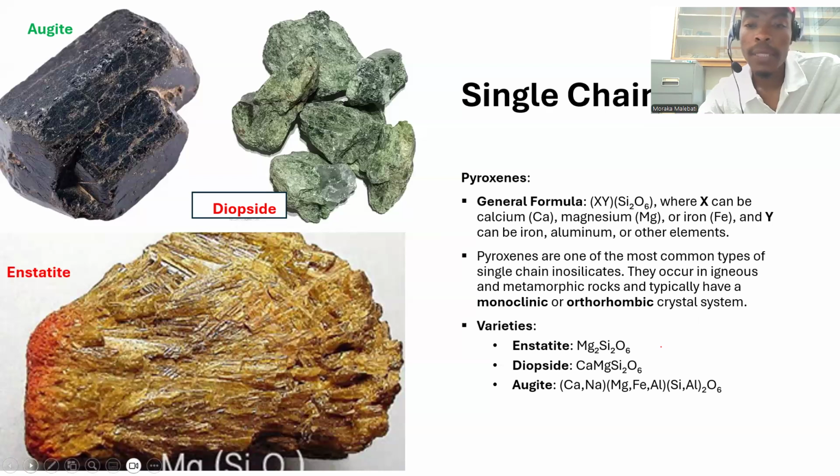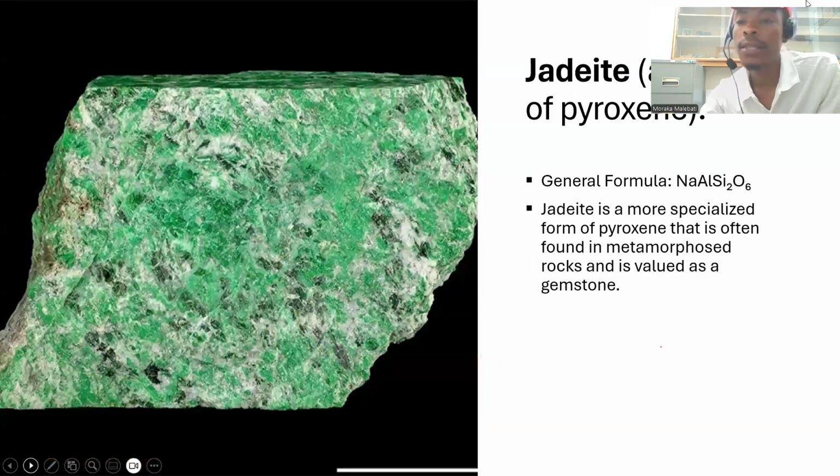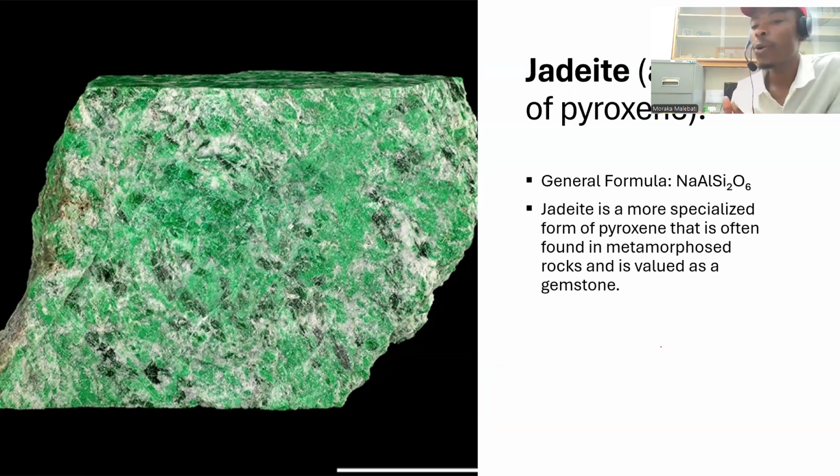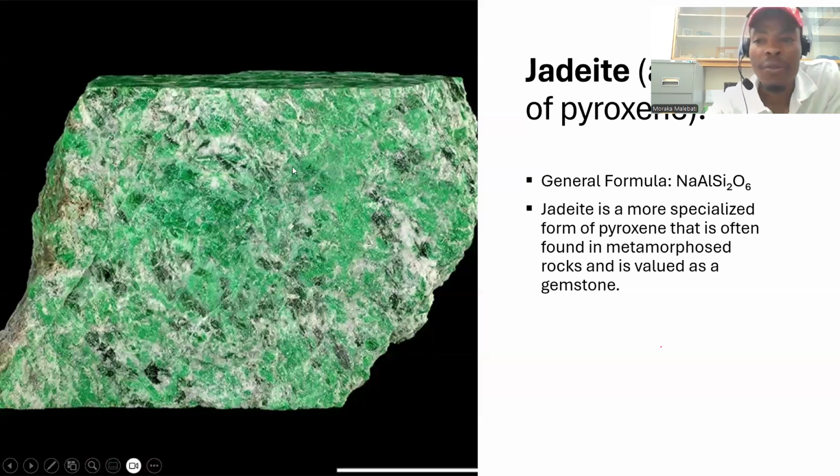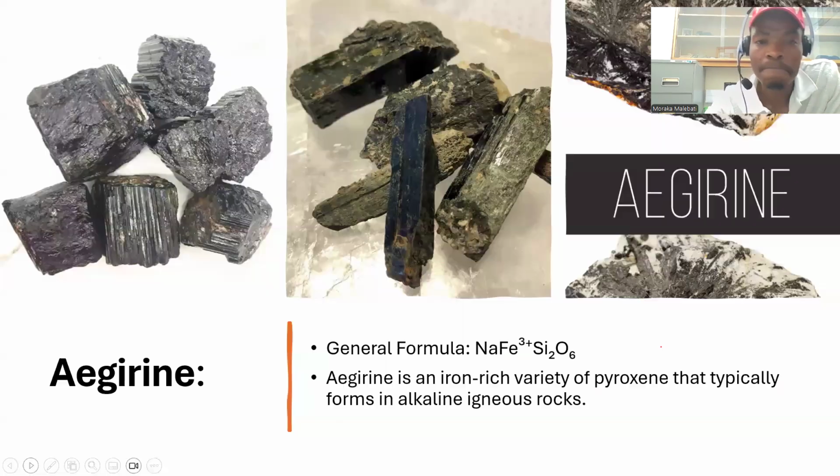So that's basically the pyroxenes. And this is jadeite, a variety of pyroxene with a general formula containing sodium and aluminium. Jadeite is a more specialized form of pyroxene that is often found in metamorphosed rocks and is valued as a gemstone. So you can see you can make something beautiful out of this mineral.